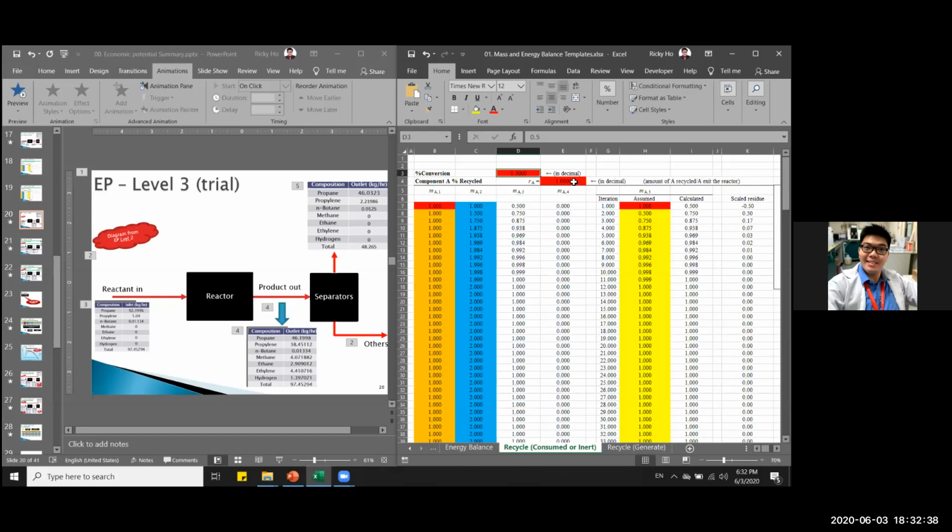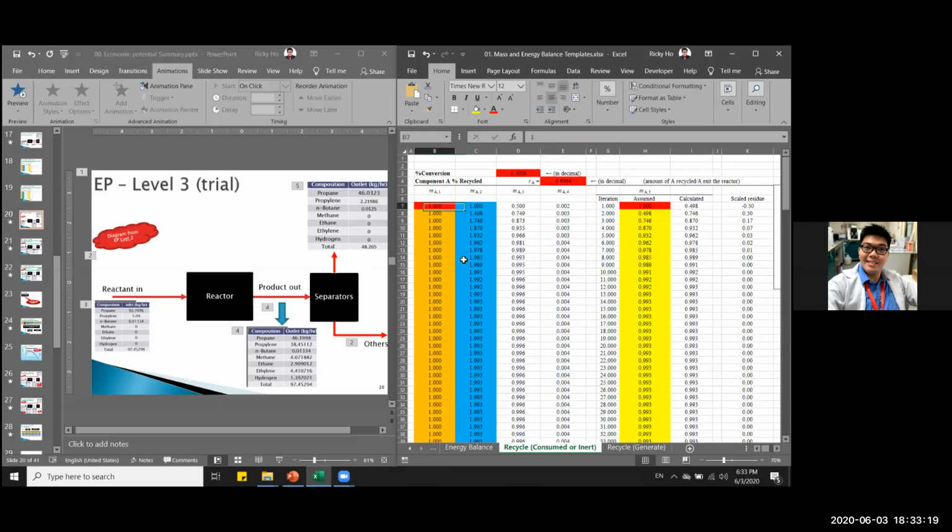Okay. Next, we look at the amount of propane recycled. According to the equation here, it is the amount of A recycled over the A exit the reactor. So the amount of A recycled, we have propane, is 46.0323 divided by A or propane exit the reactor, 46.1998. So the ratio that you will get here is 0.9964.